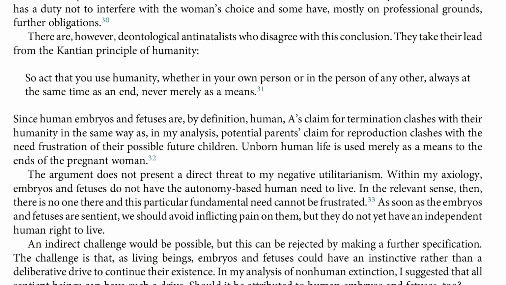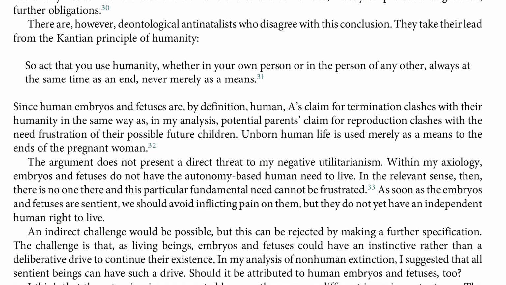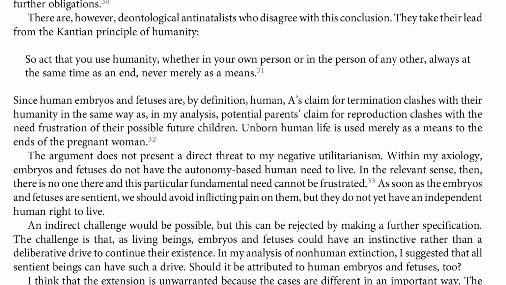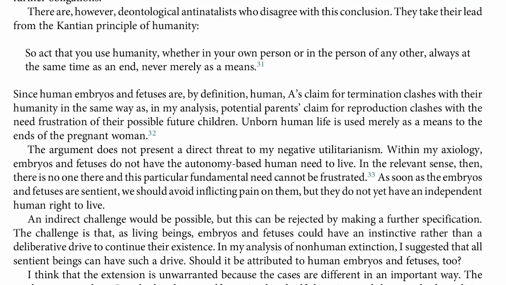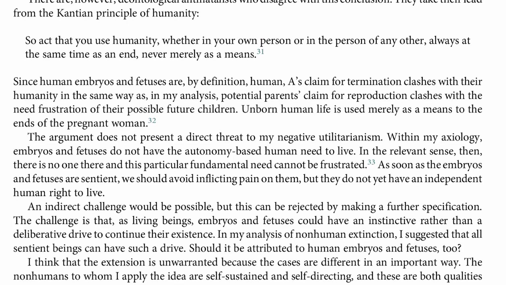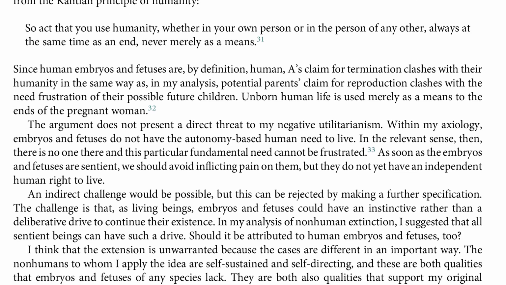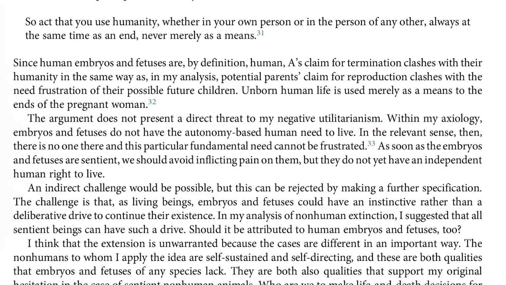Unborn human life is used merely as a means to the ends of the pregnant woman. Footnote 32. The argument does not present a direct threat to my negative utilitarianism. Within my axiology, embryos and fetuses do not have the autonomy-based human need to live. In the relevant sense, then, there is no one there, and this particular fundamental need cannot be frustrated.